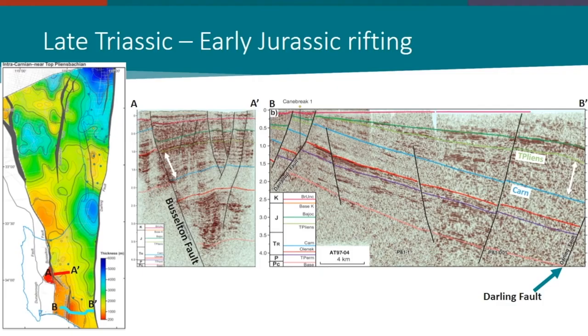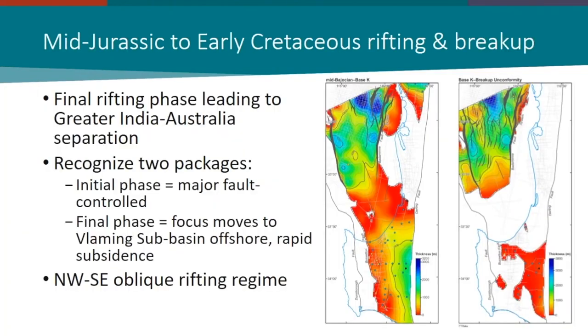An early Jurassic extension event was proposed for the northern Perth Basin in previous literature based on seismic interpretation. The late Jurassic to early Cretaceous Valanginian time is recognised as the main rifting episode that led to the breakup between Greater India and Australia. Based on the interpretation here, two syn-rift packages are recognised.